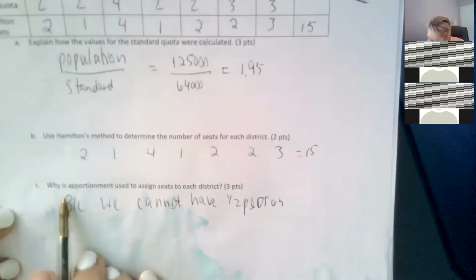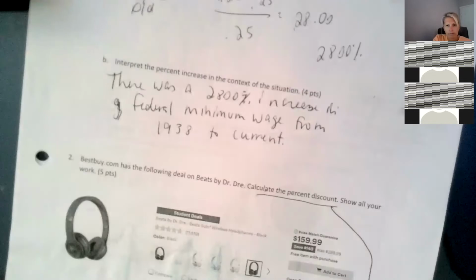And then letter C says, why is apportionment used to assign seats to each district? Most of you answered it perfectly: because you can't have part of a person, or so that every district gets a fair share, something like that. Any other questions for my live people over the unit 1 review?